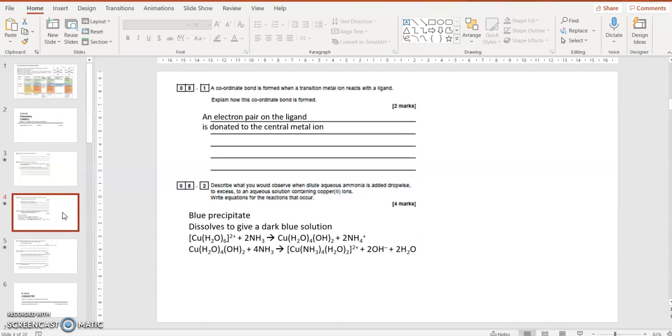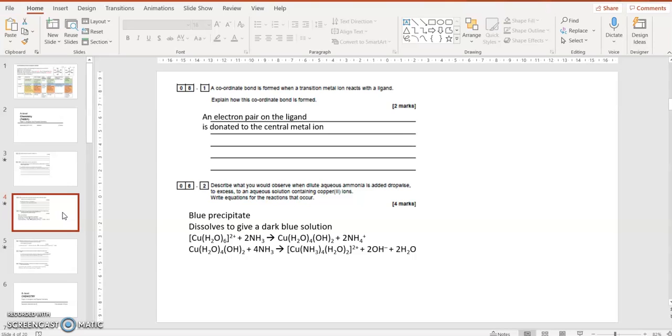How a coordinate bond is formed: an electron pair from a ligand. Ligands are the molecules that surround the central transition metal, and can donate a pair of electrons to that central transition metal ion. That metal ion in the middle forms coordinate bonds with the ligands, but the electrons for those bonds are both donated from the ligand. A coordinate bond, remember, is a covalent bond, but both electrons have been donated from the ligand.